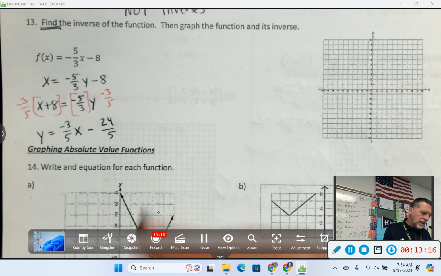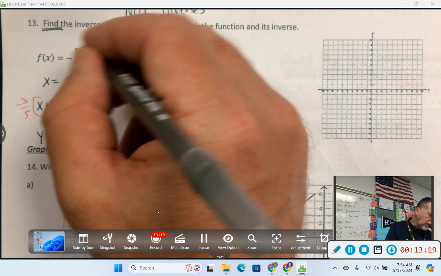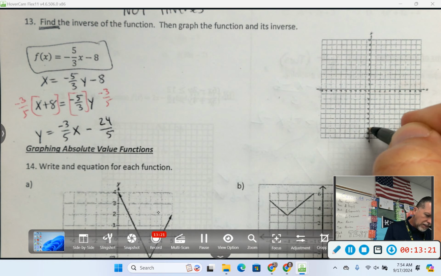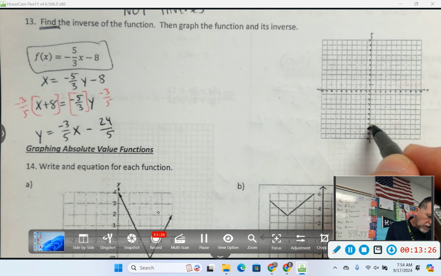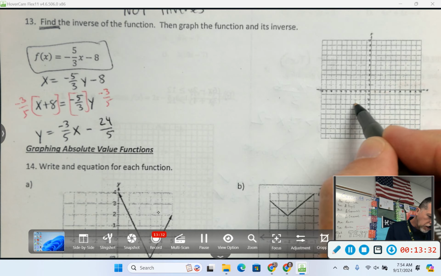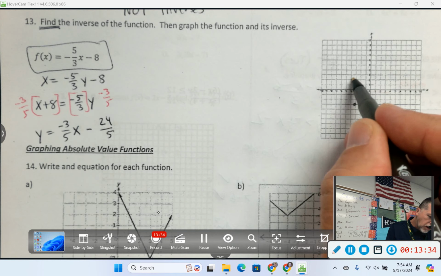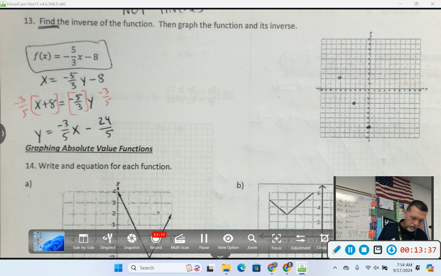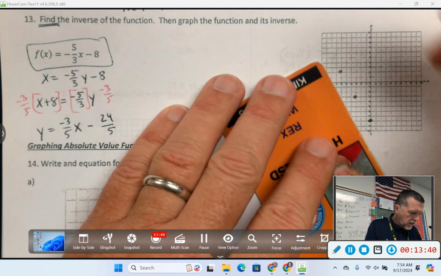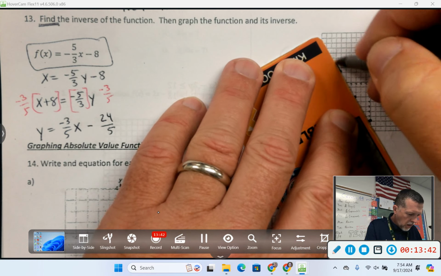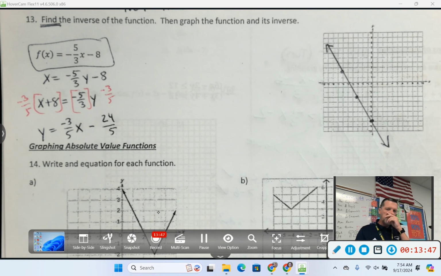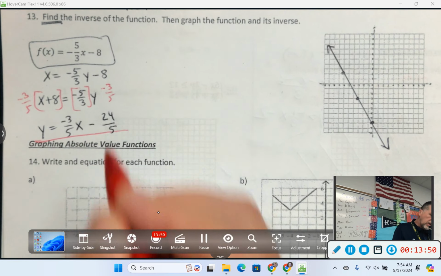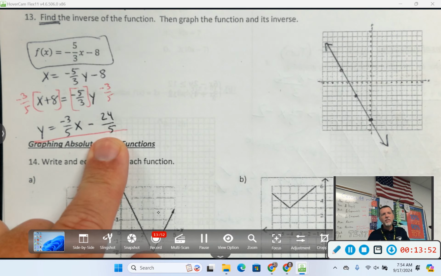It does say graph it, so let's get practice graphing here. Minus 8. It's down to there. Down 5 over 3. 1, 2, 3, 4, 5. 1, 2, 3. So there's the original. The inverse, yeah, like you guys said, that's almost negative 5.